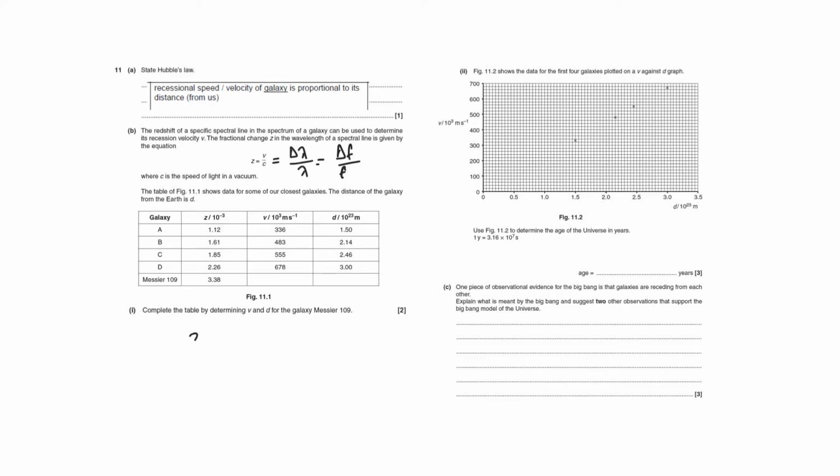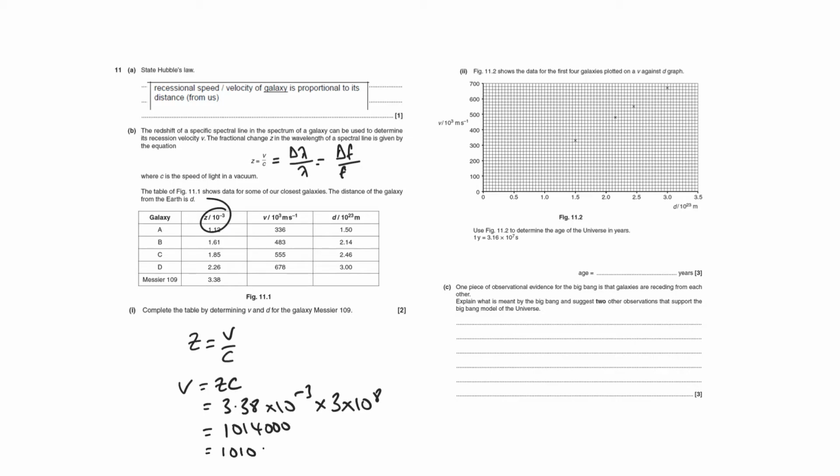So first thing to do, if it were me, would be to write down the equation. Realise that c is a constant, so we know that one, 3 times 10 to the 8. So we're trying to find v, so that's just z multiplied by c. So z is 3.38, and then we need to remember times 10 to the minus 3. And then we multiply that by 3 times 10 to the 8. So 3.38 times 10 to the minus 3, multiplied by 3 times 10 to the 8. And that gives us 1010 times 10 to the 3, to 3 significant figures.